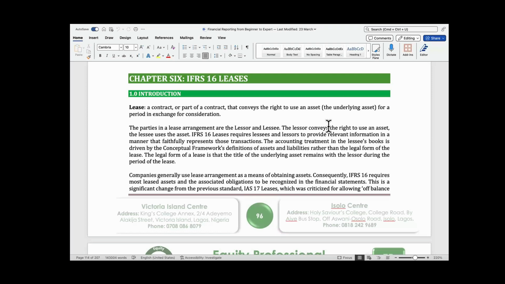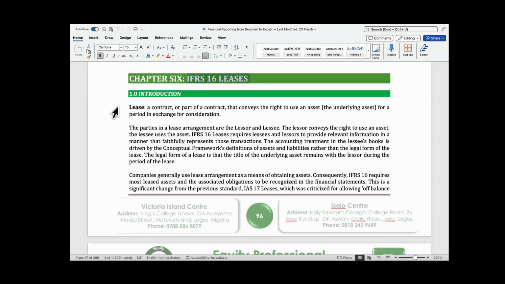And the name given to such transaction in IFRS is leases. So we don't have hire purchase here. Rent, we don't. We call everything lease. And that is governed by IFRS 16.